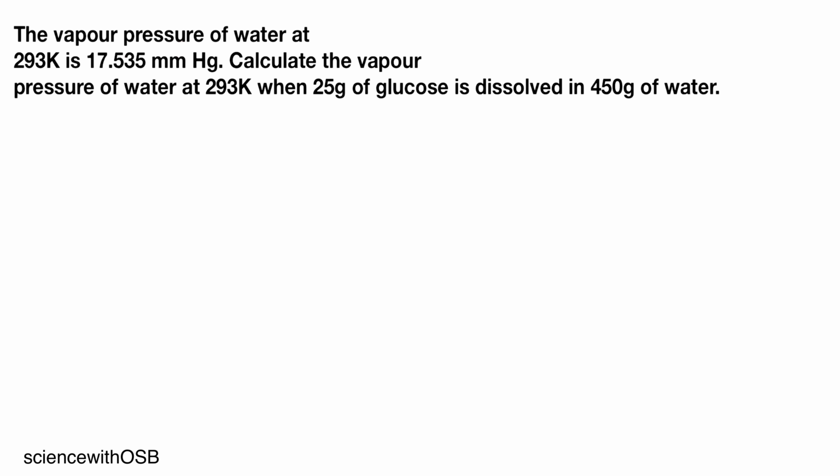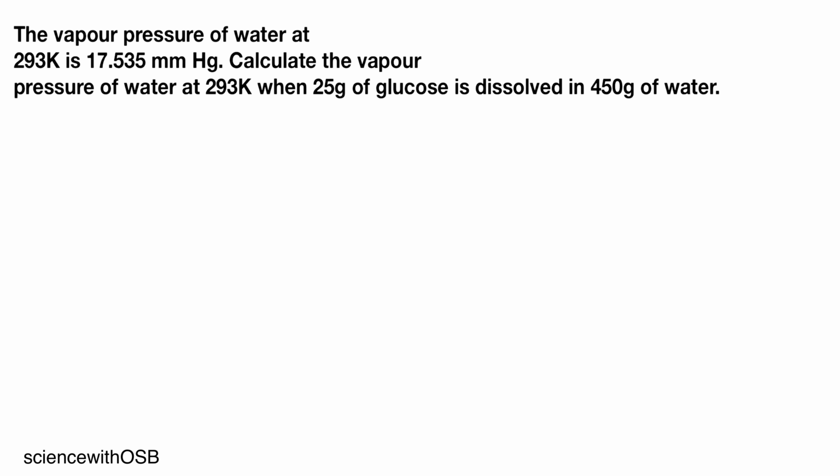Vapor pressure of water at 293 Kelvin is 17.535 mmHg. Calculate the vapor pressure of water at 293 Kelvin when 25 gram of glucose is dissolved in 450 gram of water. Read the question and understand the context properly.